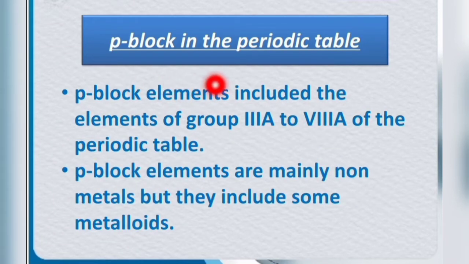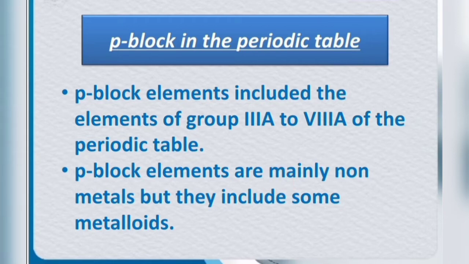Now P block elements in the periodic table. P block elements include the elements of group 3A to 8A of the periodic table. P block elements are mainly non-metals, but they include some metalloids.